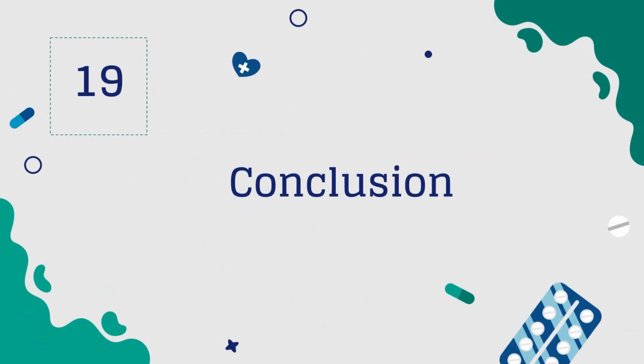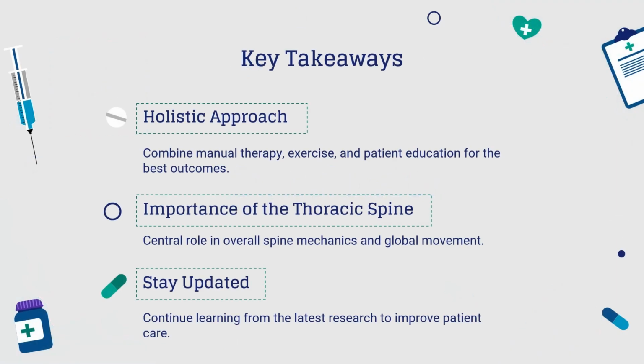Conclusion. Key takeaways. Holistic approach: combine manual therapy, exercise, and patient education for the best outcomes. Importance of the thoracic spine: its central role in overall spine mechanics and global movement. Stay updated, and continue learning from the latest research to improve patient care.